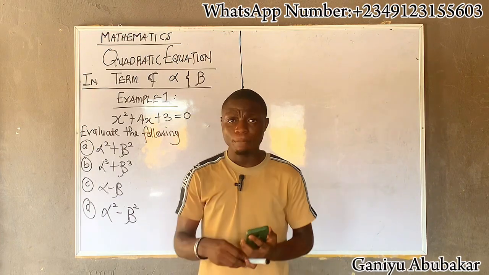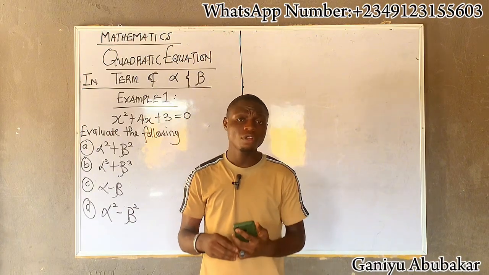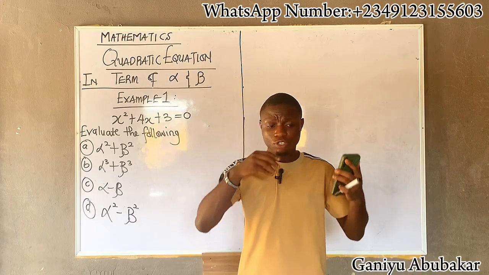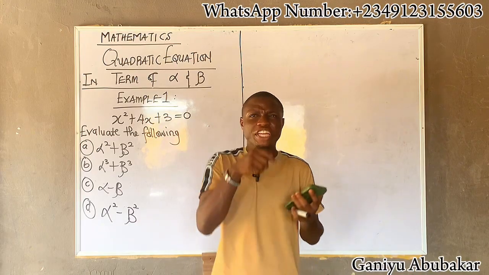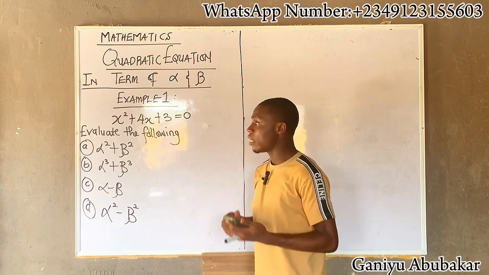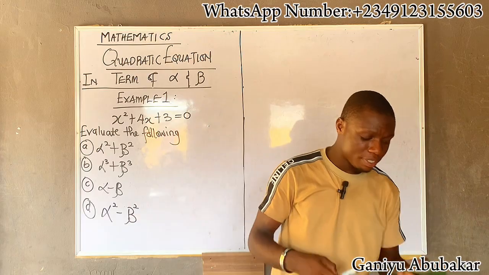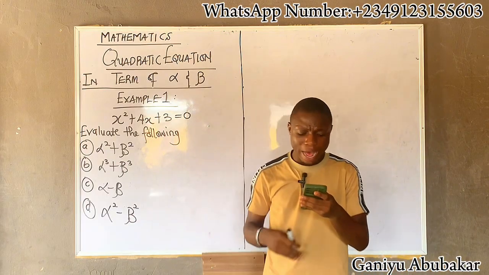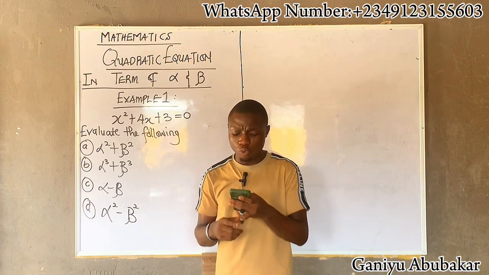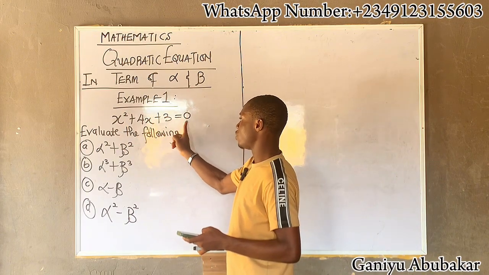Let's try to solve more problems by applying what we learned initially from the foundations of how to solve problems in quadratic equations in terms of the alpha beta concept. The question says: if alpha and beta are the roots of the equation x squared plus 4x plus 3 equals 0.